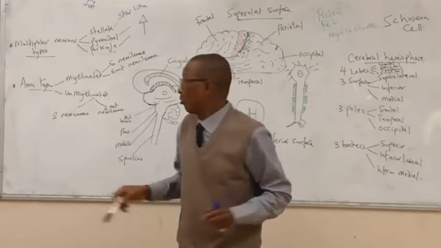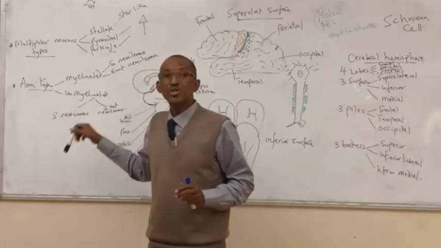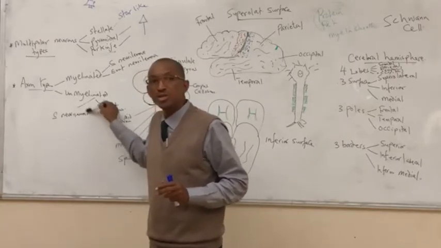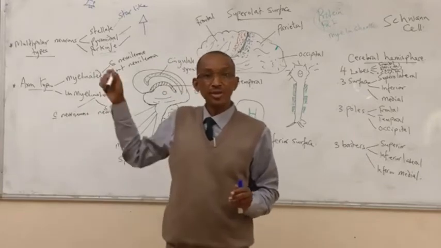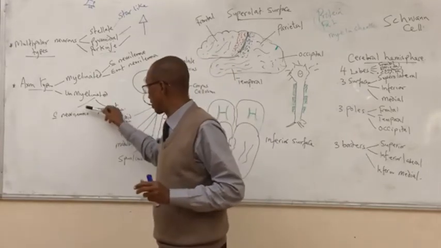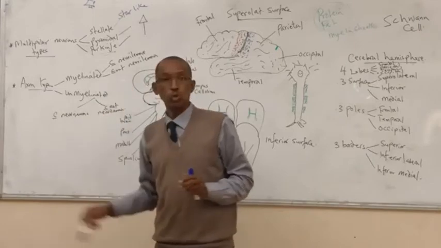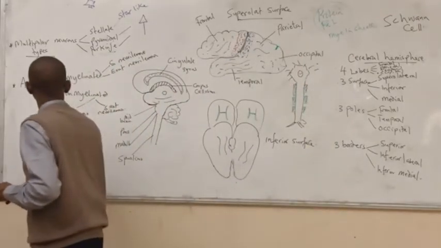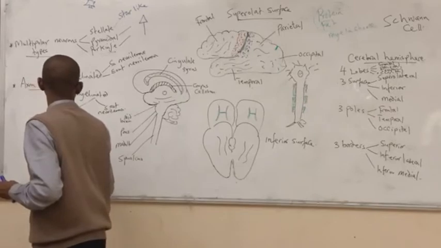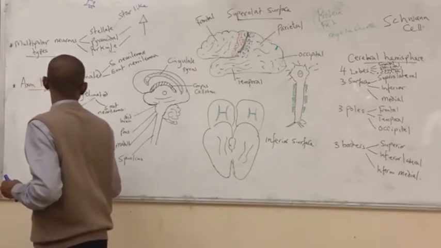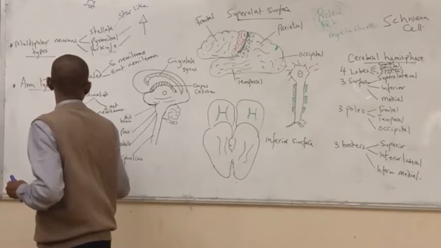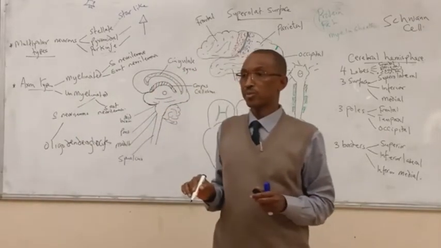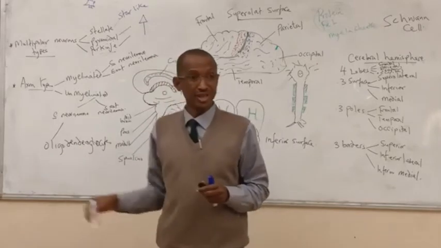But here, the unmyelinated neurons are mostly found in the central nervous system from inside, and the cells that surround these axons within the white matter of the cerebral hemisphere or the cerebellar hemisphere is what we call oligodendrogliocytes. We call them what? Oligodendrogliocytes. So they now wrap around the axons of those neurons within the central nervous system.